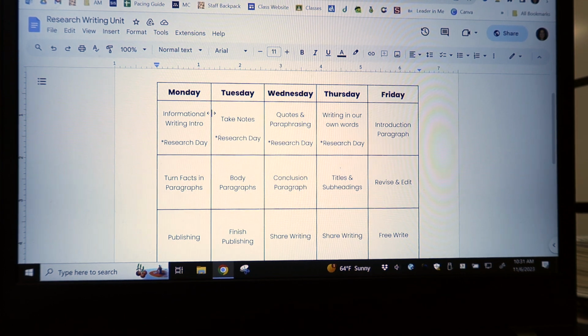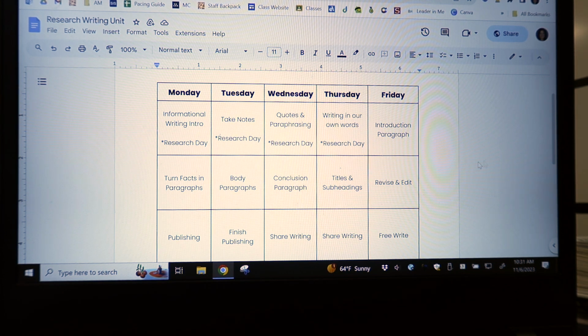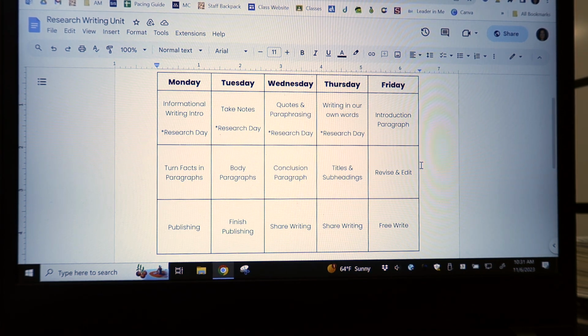Okay, I apologize for the blueness. I will try to edit that when I'm editing this video. But this is basically our plan. It takes roughly 10 days to do a writing unit in 4th grade. And so this is the 3 weeks before Christmas break that I'm planning for this unit. It is a research unit. We have done narratives, and opinion writing is actually what we're currently working on. And then this is our next writing unit, which is all informational writing.